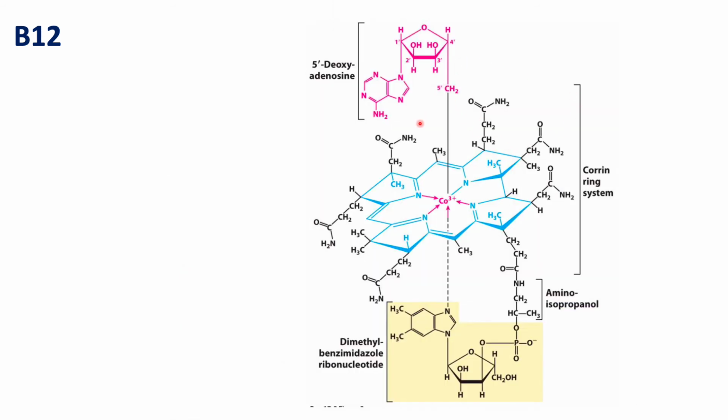And then this is the structure of the coenzyme B12. We see the CH2 bound to that cobalt, and we see this deoxyadenosine structure over here. So this specifically is the part that is taking part in this reaction.